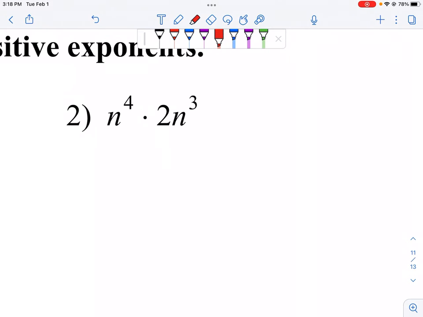On this next one, we have a base number of 2, base coefficient of 2, and that's not going to be changing. And then I have n to the fourth and n to the third, which gives us a total of n to the seventh. We are adding 4 plus 3.